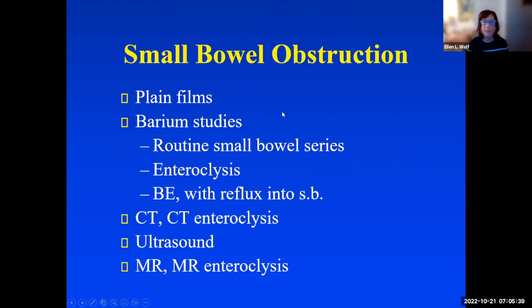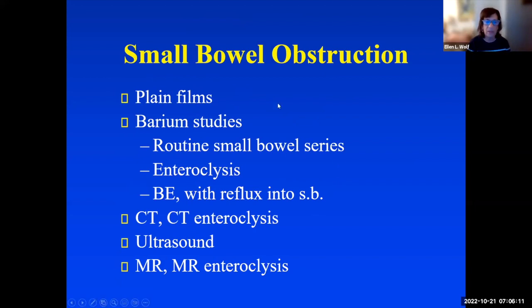So how do we diagnose small bowel obstruction? There are many, many ways that we could, as listed here. Generally, we'll start with plain films. We could do barium studies, which would include either a routine small bowel series, enteroclysis, a barium enema with refluxing into the small bowel. Could do CT or CT enteroclysis, ultrasound, MR, or MR enteroclysis. So any of these things could be used to diagnose small bowel obstruction. How do we decide what to do? What are the findings of each?